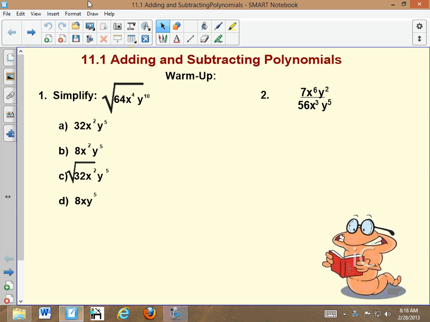Okay, this is 11.1. We're going to be adding and subtracting polynomials. It's an extremely easy lesson. First, we're going to go over the warm-ups.